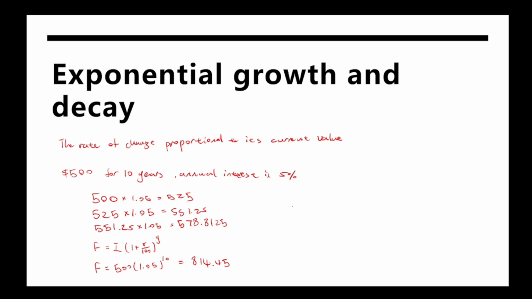An exponential decay is something similar. If a car drops its value by 5% every year, what will be its value after 10 years? So it would be the inverse. Instead of 1.05, it would be 1 minus the rate, so it's actually 0.95. Again, using 500 as an example, it will be 500 times 0.95 to the power of 10.